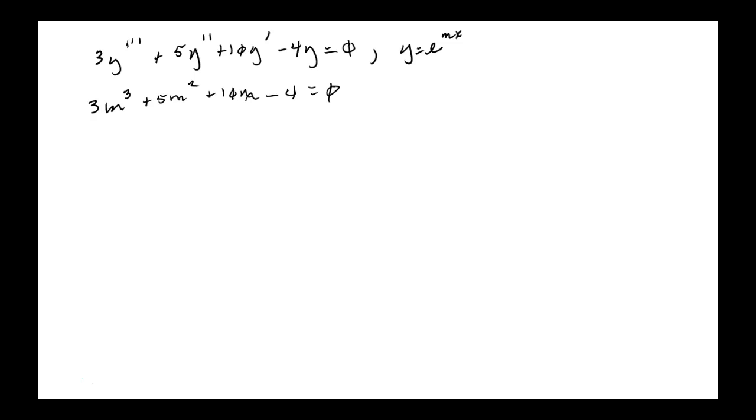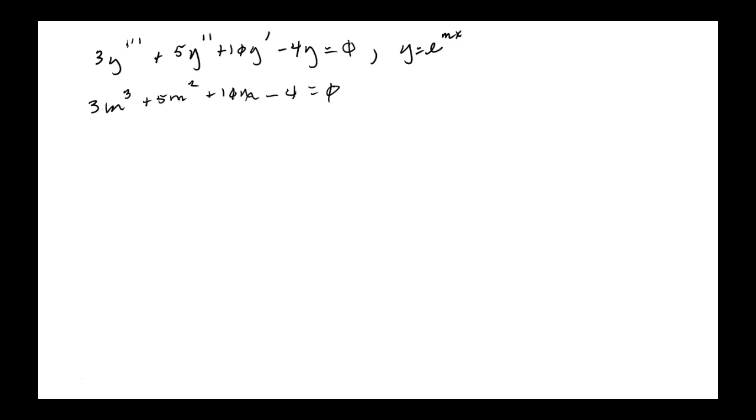All right, this is example 5 on page 139, chapter 4, higher order differential equations, section 4.3, homogeneous linear equations with constant coefficients. Here's the differential equation: 3y''' + 5y'' + 10y' - 4y = 0.